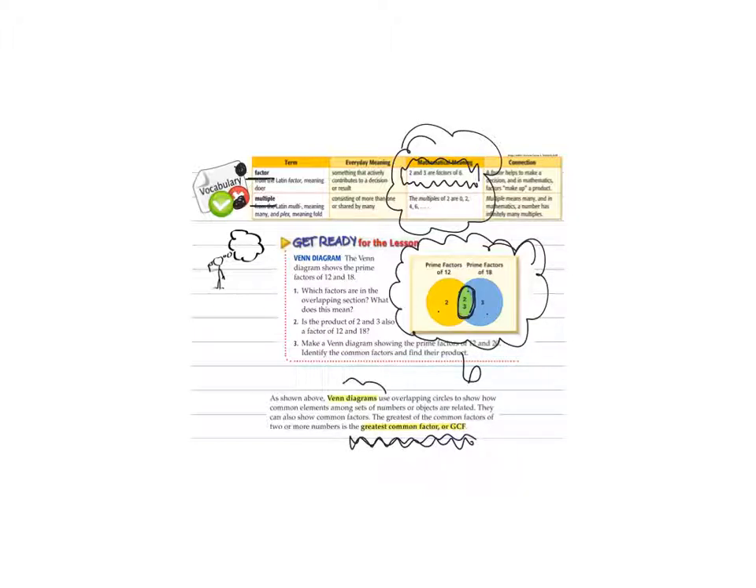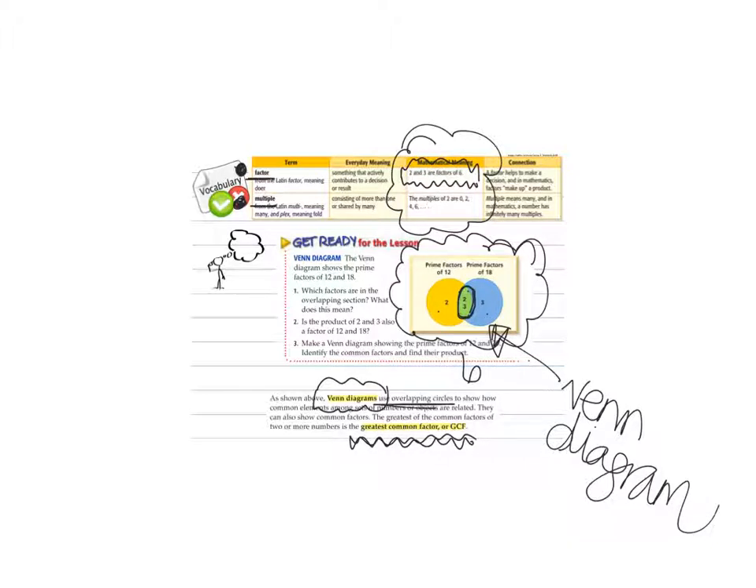A Venn diagram, which you've probably seen before, is overlapping circles to show how common elements among sets of numbers are related. So this is an example of a Venn diagram.